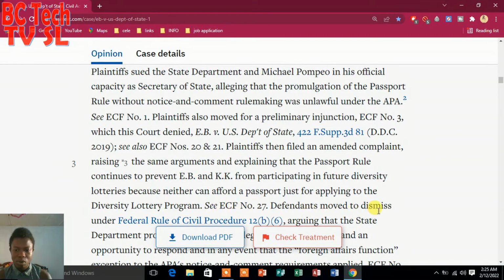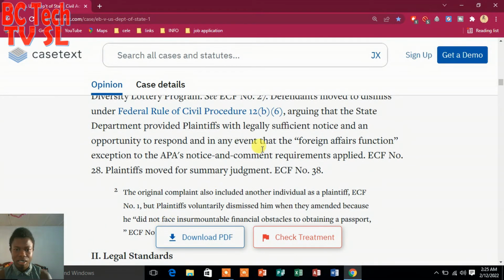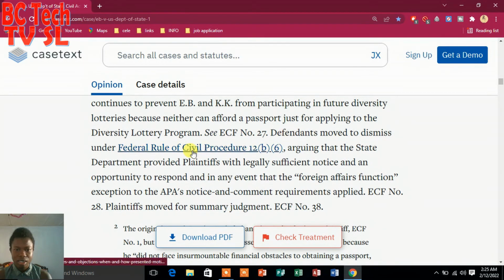Defendants moved to dismiss, arguing that the Department provided plaintiffs with legally sufficient notice and opportunities to respond, and in any event that the Foreign Affairs Functions exception to the APA notice and comment requirement applies.